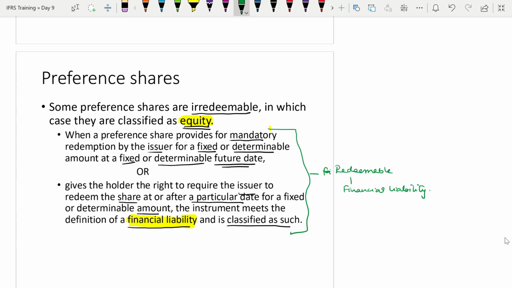I know where you are getting confused. You are getting confused at this stage. Separate it, and you will have more clarity. Don't mix things. If it is irredeemable, we identify it as equity. If it is redeemable, there is a redemption by the issuer. If the issuer redeems the shares at a particular date, then it is a financial liability. Otherwise, it will be equity.